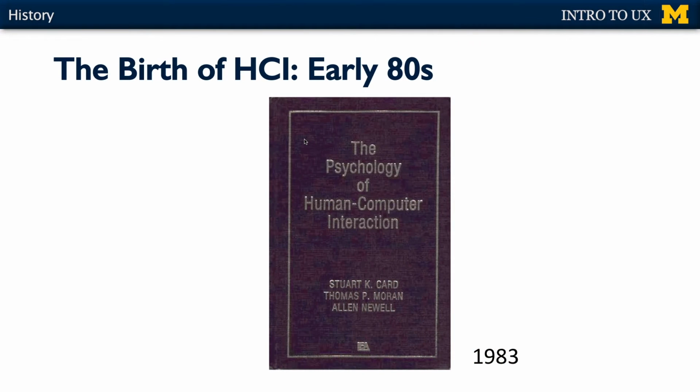And a landmark in this story was the publication in 1983 of a book called The Psychology of Human-Computer Interaction. It was written by Stu Card, Tom Moran, and Alan Newell. And this had a big impact on bringing that field of HCI together in those early days, because it was the first attempt to really say that we can scientifically and rigorously use what we know about humans, about human psychology, about human perception, about human cognition, and how people work to design systems that will work for them.